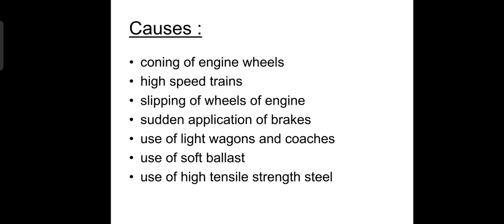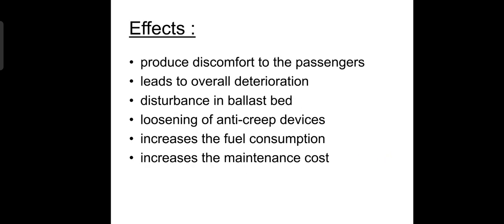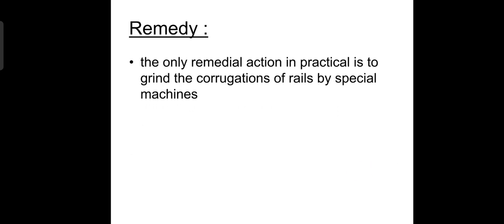Causes: coning of engine wheels, high-speed trains, slipping of wheels of engine, sudden application of brakes, use of light wagons and coaches, use of soft ballast, use of high tensile strength steel. Effects: produce discomfort to the passengers, leads to overall deterioration, disturbance in ballast bed, loosening of anti-creep devices, increase the fuel consumption, increases the maintenance cost. Remedy: the only practical remedy is to grind the corrugation of the rails by special machines.